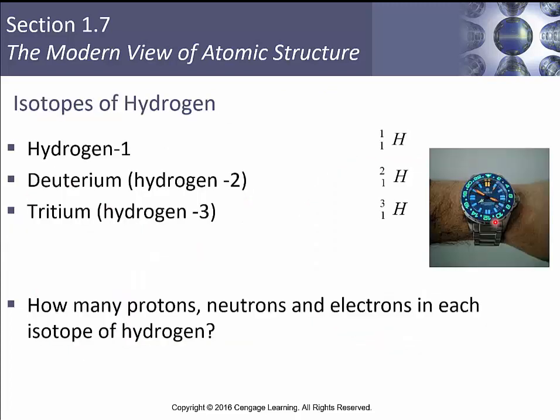We've got different isotopes of hydrogen. So, for example, we've got hydrogen 1. Its atomic number is 1 and its mass number is 1. So it's got 1 proton, no neutrons. We've got deuterium, H2, where you've got 1 proton and 1 neutron for a total mass of 2. And tritium, hydrogen 3, we've got 1 proton, 2 neutrons for a total mass of 3. So there's a little watch with some little radioactive tritium stuff that lights up forever. So how many protons, neutrons, and electrons are in each isotope of hydrogen is something that you would be able to do and demonstrate for me.